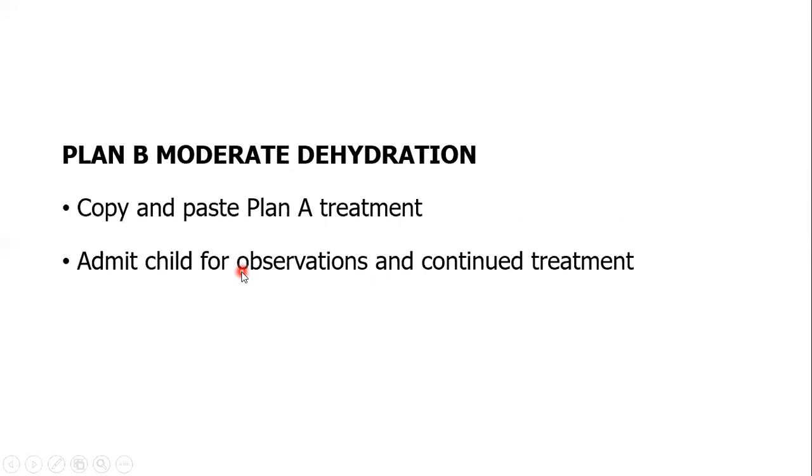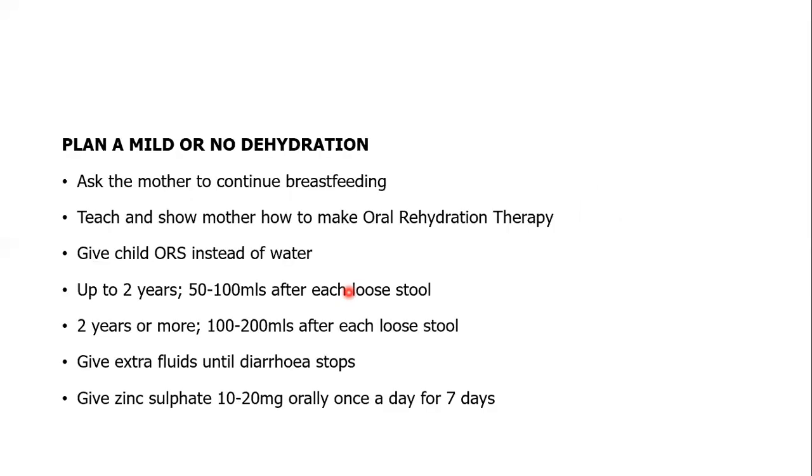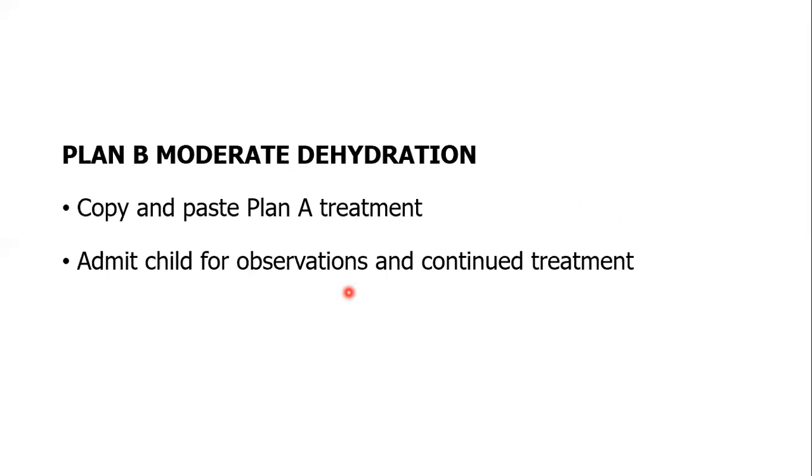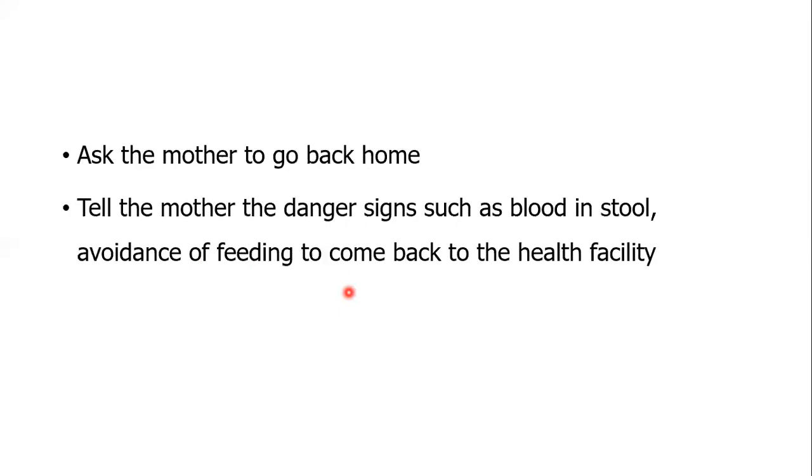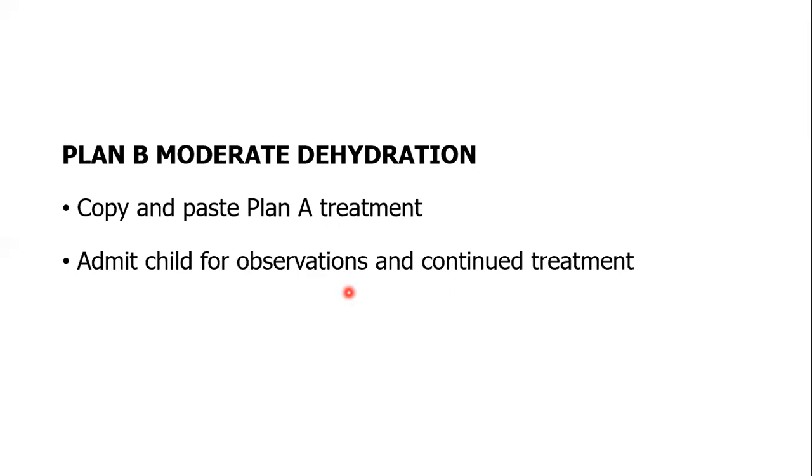Then for Plan B, which is where you're treating for moderate dehydration, copy and paste Plan A treatment. And then on top of that, you're going to admit the child for observations and continued treatment. So when you're writing, you're not going to say copy and paste Plan A treatment. No, you're actually going to write down everything that is under Plan A treatment, but add this admission of the child, because in Plan A we're saying ask the mother to go back home, but in Plan B you're going to admit the child for observations and continued treatment.